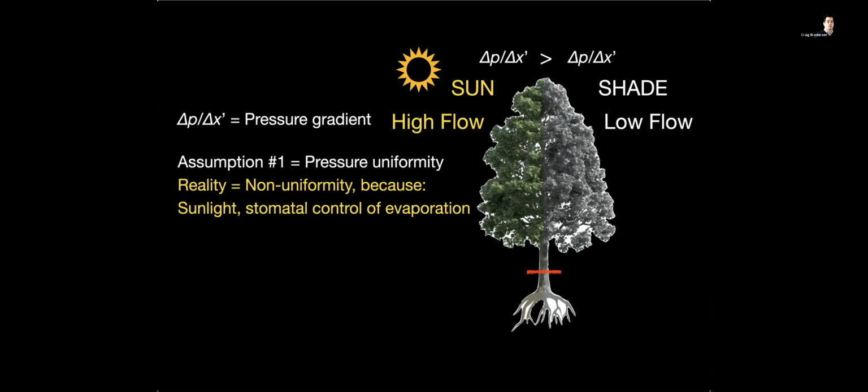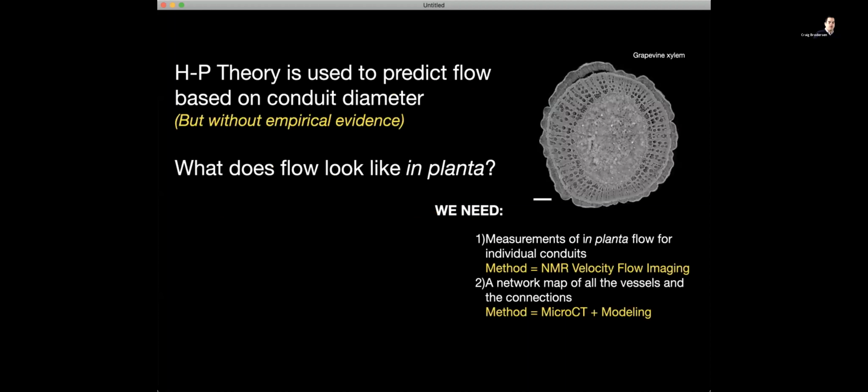So in reality there's non-uniformity if you look at the pressure gradients inside the stem, even though when we do these predictions of how much water you can push through a stick, those are always done with a uniform pressure gradient. And the question is, how far away from reality are we when we're using this equation? We know that there are going to be internal differences in the pressure gradient inside the stem. So we use Hagen-Poiseuille theory to predict flow based on conduit diameter alone, with a uniform pressure gradient. And the question is, what does that look like inside the plant?